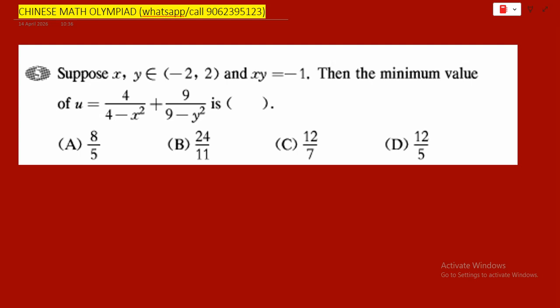So let's come to the question first. Question says, suppose x and y belong to (-2, 2) and xy is equal to -1, then the minimum value of u = 4/(4 - x²) + 9/(9 - y²) is what? Option A says 8/5. Option B says 24/11. Option C is 12/7 and option D is 12/5. Okay.